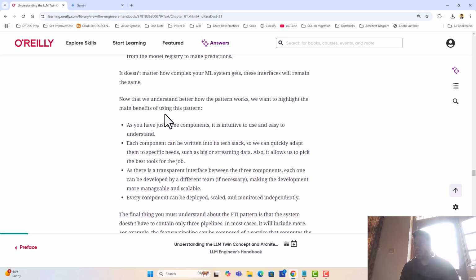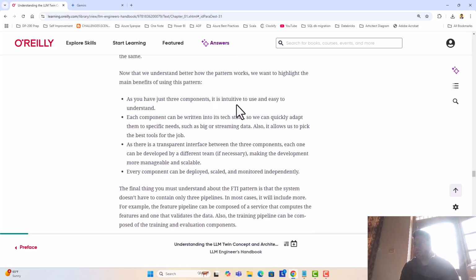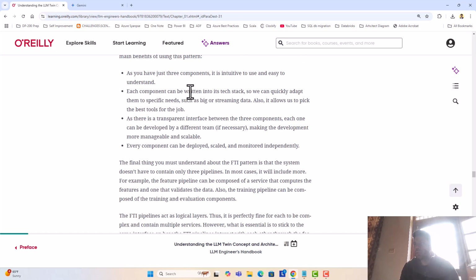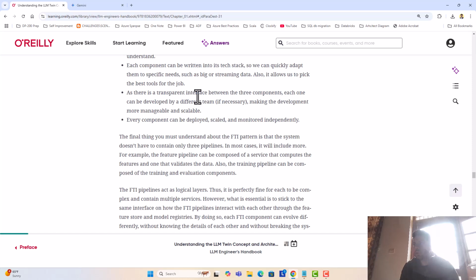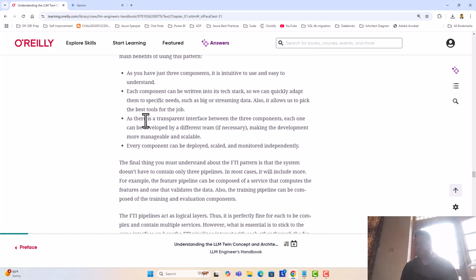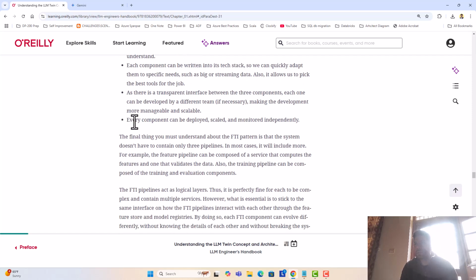Now that we understand better how the pattern works, we want to highlight the main benefits. Another thing is it is intuitive to use. Each component can be written in its own tech stack, so we can quickly adapt them. As there is a transparent interface between the three components, one can be developed by a different team. So these are basically the advantages of a microservice architecture. Every component can be deployed, scaled, and monitored independently.